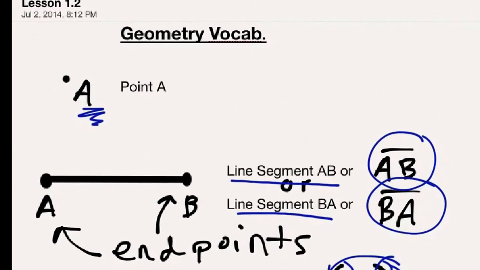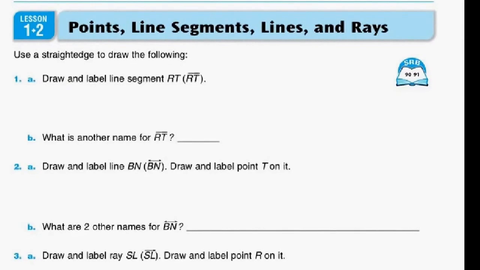Let's go ahead and look at Math Journal page 4 in our math journals. It's going to ask us to use a straight edge to draw the following. A straight edge can be anything that has a straight edge. Probably we're going to use our rulers, but you could certainly use the edge of your geometry template or a protractor. All those things would be considered straight edges.